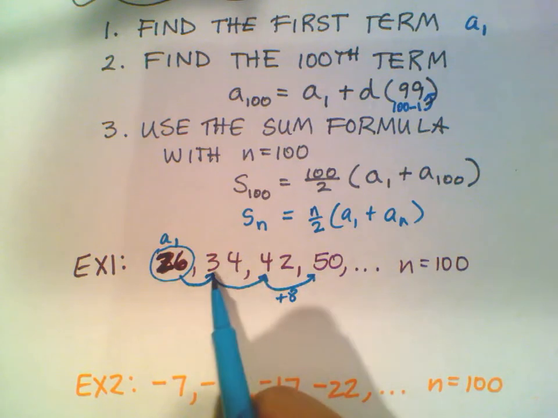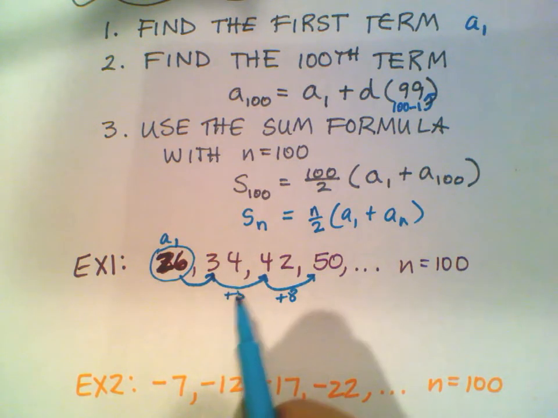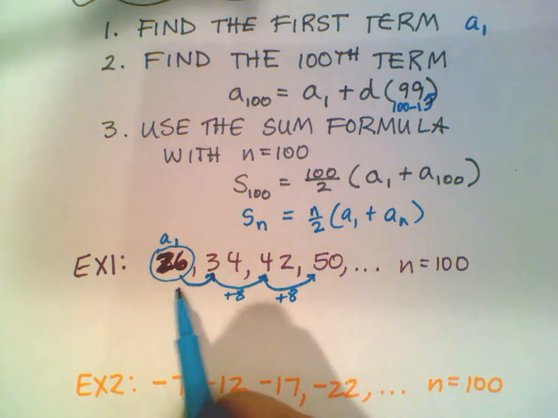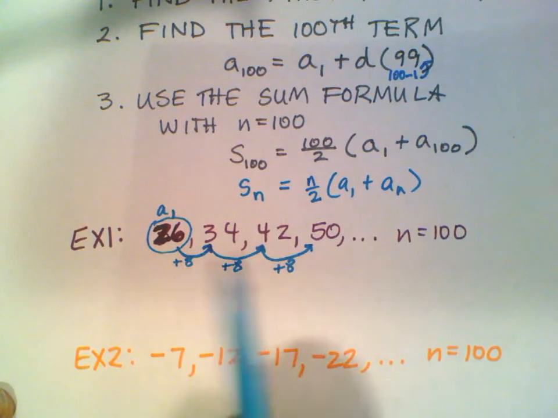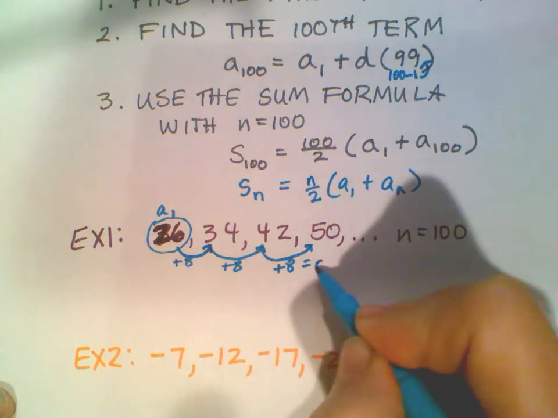And then I go back and check, is 34 plus 8 42? It is. Is 26 plus 8 34? It is. Okay, so now I know that my d is 8.